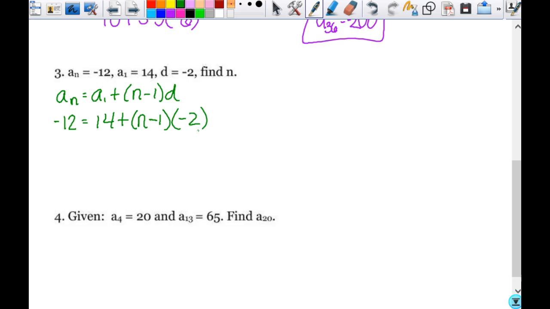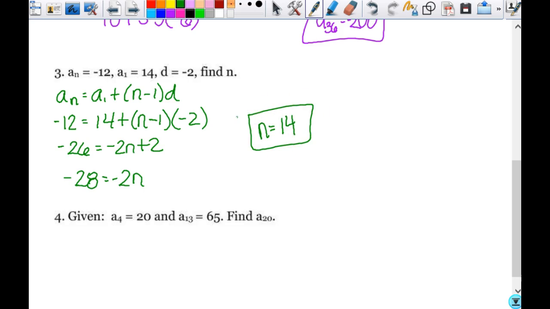Right? So then I'm going to go ahead and move my 14 over. So this is going to give me negative 26 equals negative 2n plus 2. So negative 28 equals negative 2n, and n equals 14. Easy enough? Any questions? All right.